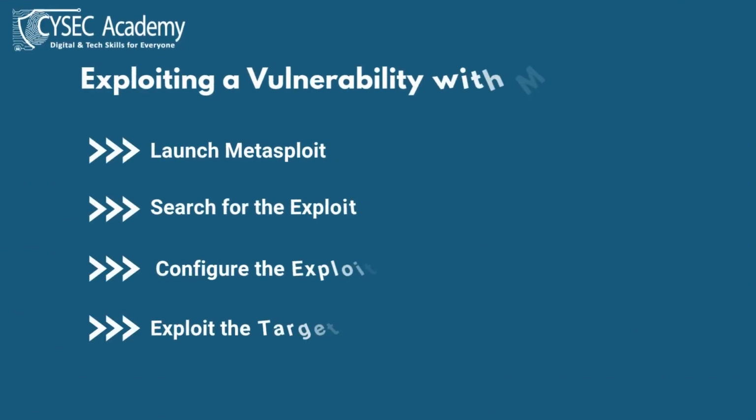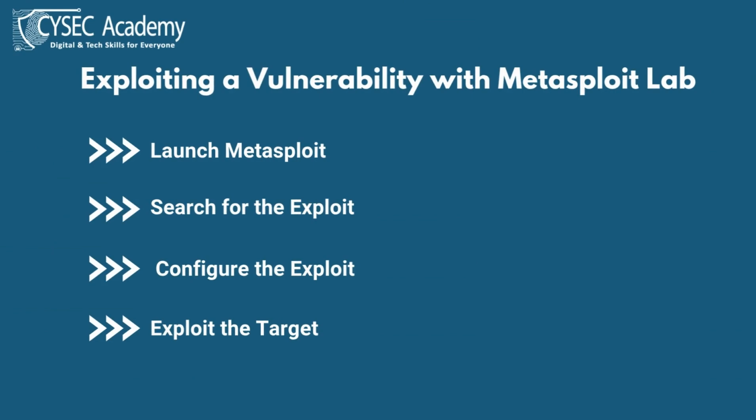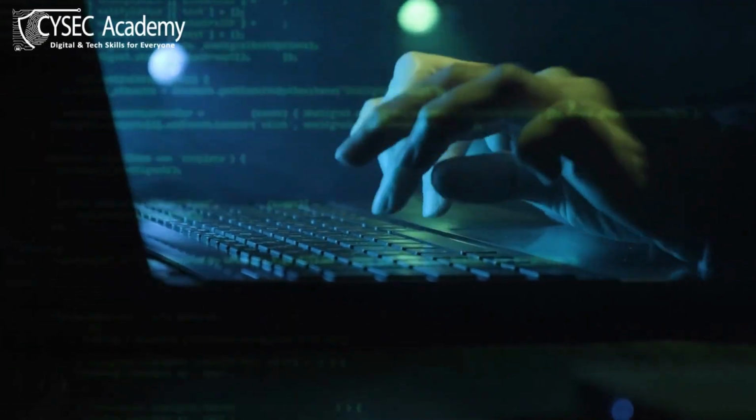Exploiting a vulnerability with Metasploit Lab. This lab will guide you through using the Metasploit framework to exploit a known vulnerability in the Metasploitable 2 machine. Steps to follow are: 1. Launch Metasploit. Open a terminal and run msfconsole to start the Metasploit framework, then wait for it to finish loading. 2. Search for the exploit. In msfconsole, run search vsftpd and load exploit/unix/ftp/vsftpd_234_backdoor.